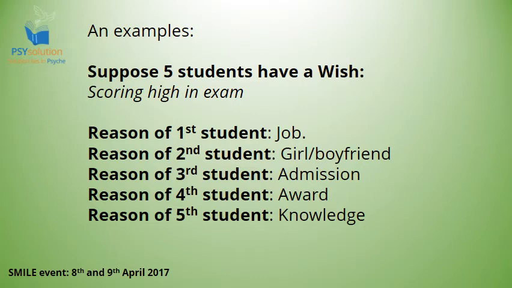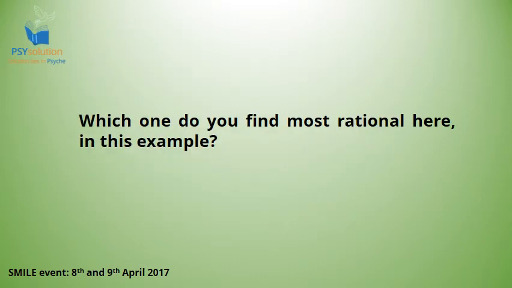The fourth student thinks that the high score is required to be awarded. And the fifth student thinks that the high score can validate the knowledge gained, to verify my knowledge. Which one do you find most rational here in this example? Rationally, the wish should be directly linked to the reason. In this, the wish is attached to 5 different reasons by 5 different students.